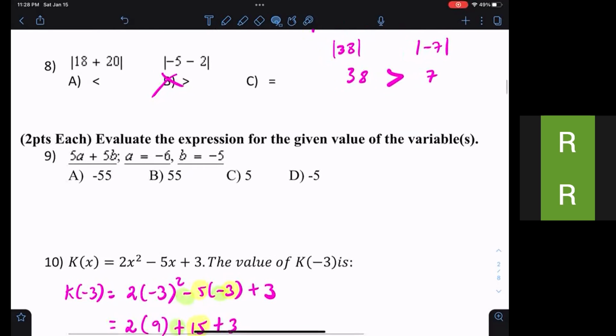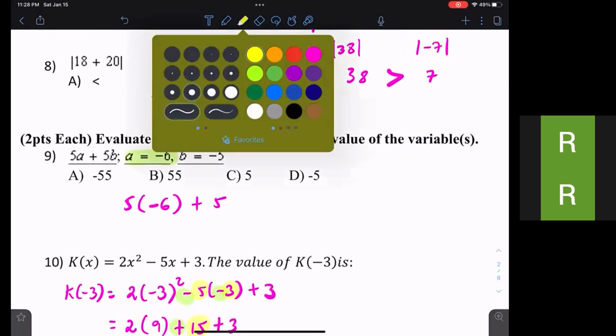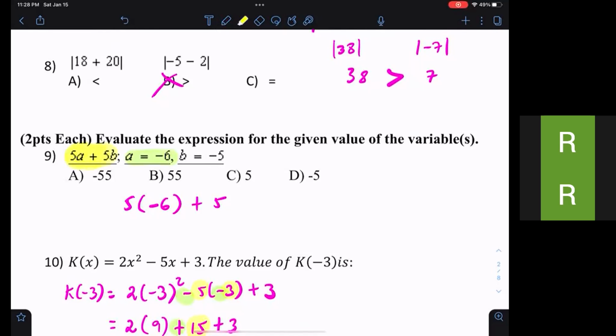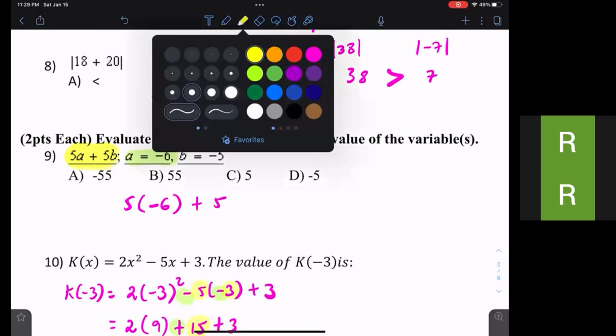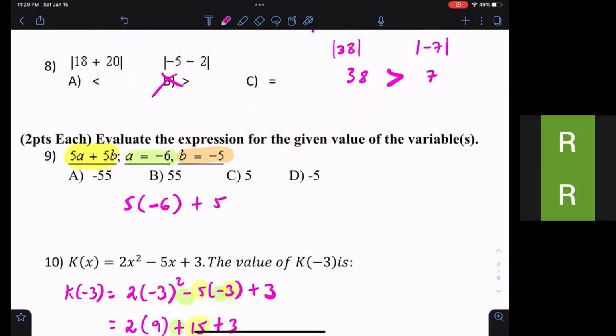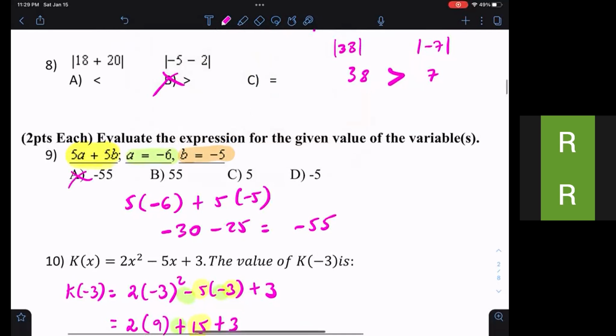So here they say evaluate the expression for the given value of the variable. So we need to solve for this. That's going to be 5 times a, right? So a is here, so we're going to use substitution. A is -6, then 5 times b. B is this right here. So b is -5. So we need to compute this: -30 minus 25, and whatever that is, right? So that's -55. So this is the answer. That's it. You're done.